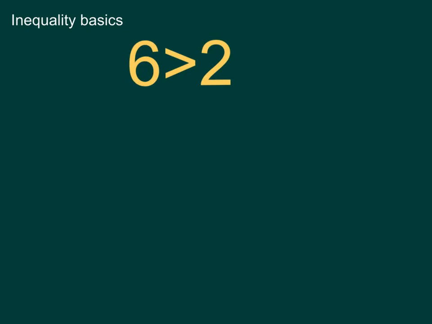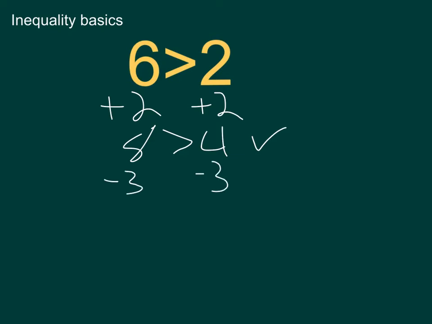If I was going to perform operations on this inequality, say add the same value to both sides, if I'm adding a positive 2 to both sides of the inequality, when I'm done, the inequality is still a true statement. 8 is still greater than 4. If I were to subtract the same value from both sides of an inequality, the result is still a true statement. So nothing changes. Just like equations, I can add the same value to both sides of the inequality. I can subtract the same value from both sides of the inequality, and it won't change the truth of the statement.